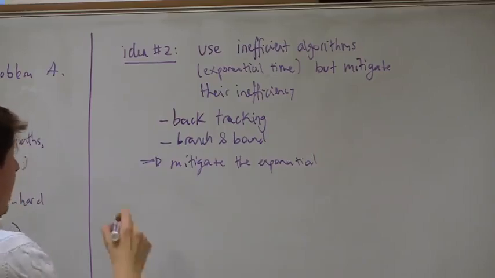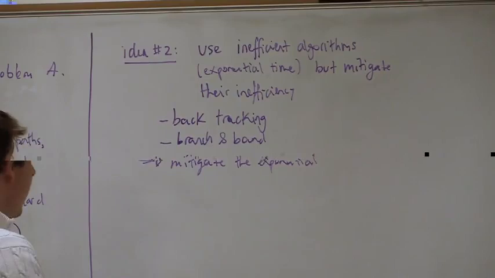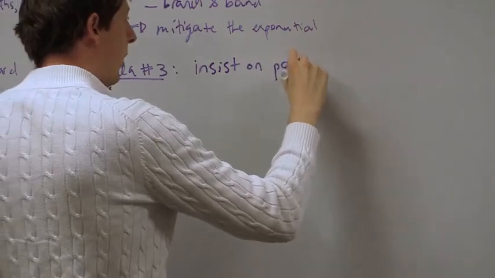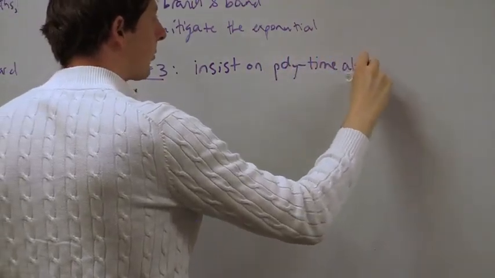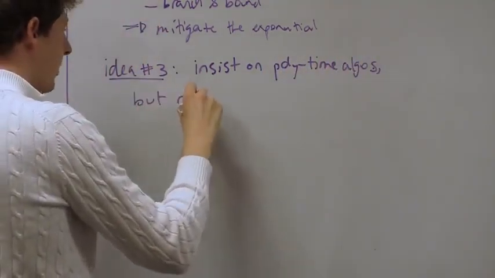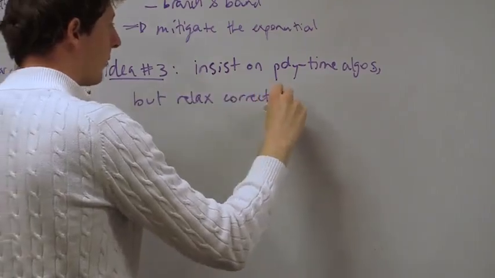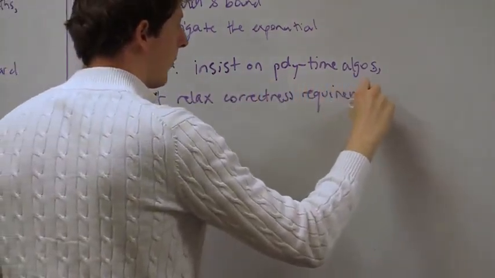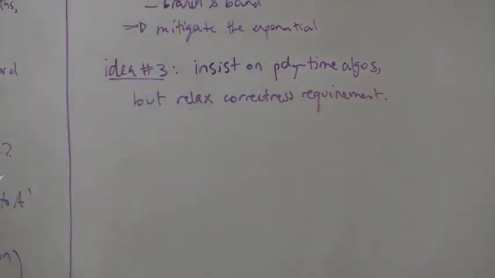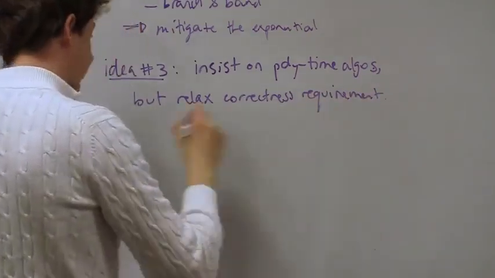Somehow, like a complementary idea, which is kind of the opposite of idea number 3, would be to give up on correctness, or rather, insist on polynomial time algorithms, but relax the correctness requirement. But not by too much.